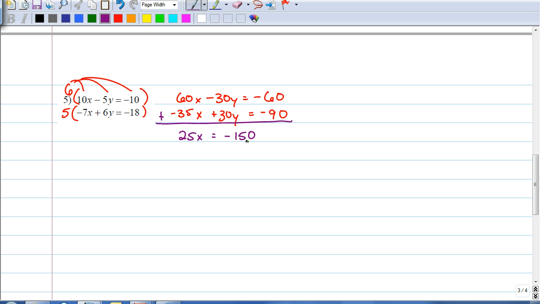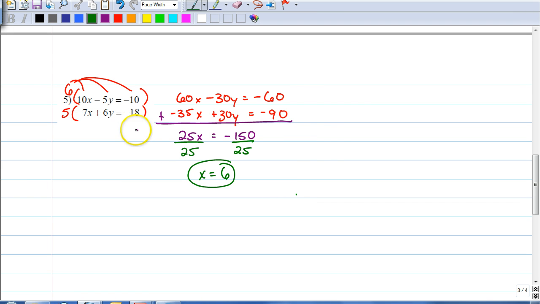So now, when I go to solve this, I'm going to divide both sides by 25. And when I do that, I'm going to get x equals 6 as my answer. Again, all I found is x. Now I need to figure out what y equals. So I'm going to put 6 into either equation. Doesn't matter which one I use.